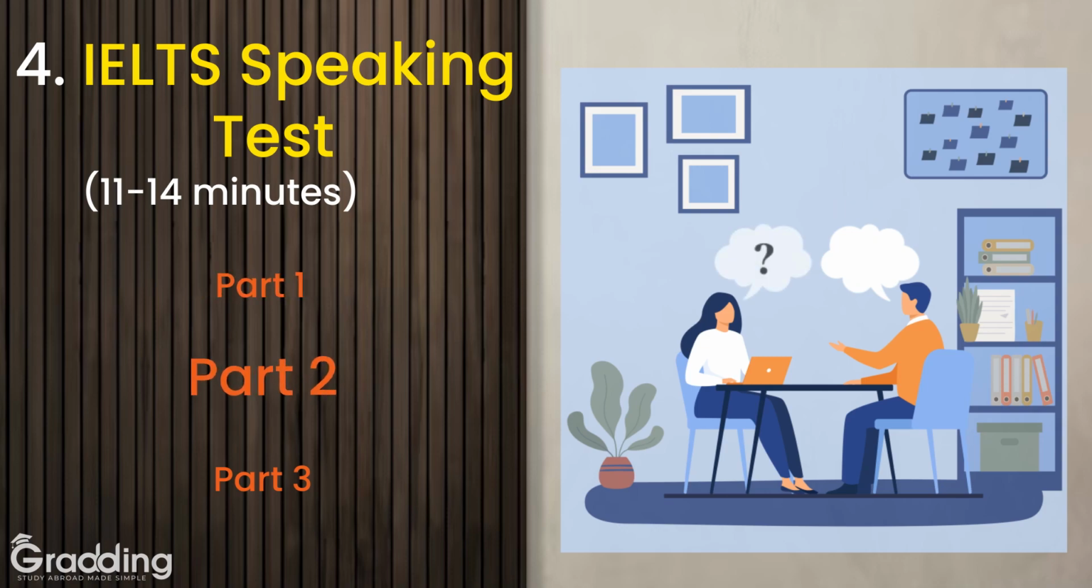In part 2, you will need to speak for 2 minutes on a topic that the examiner gives to you. You are given 1 minute to prepare and then to talk. In part 3, the examiner will ask you further questions which are connected to the topic of part 2. This will allow you to discuss more ideas and issues.